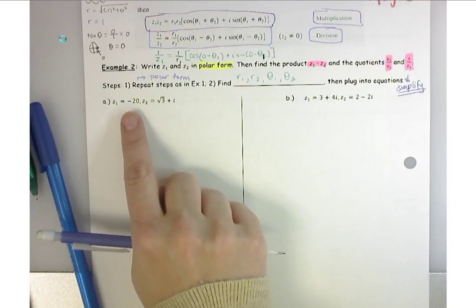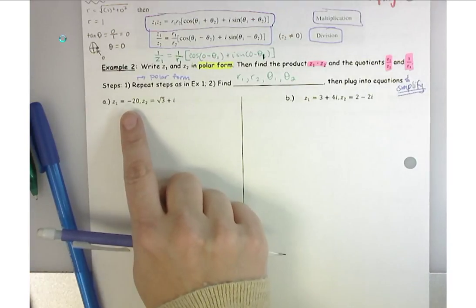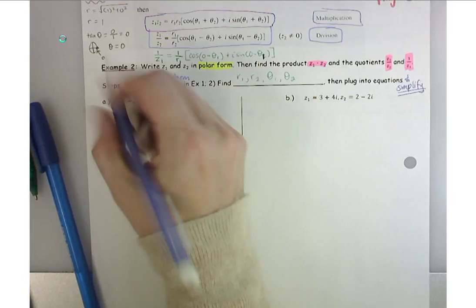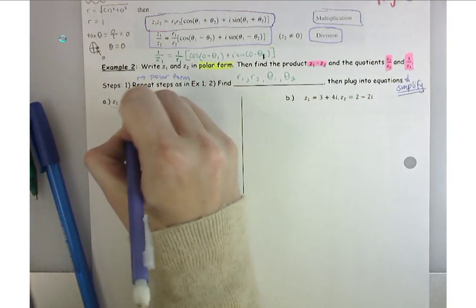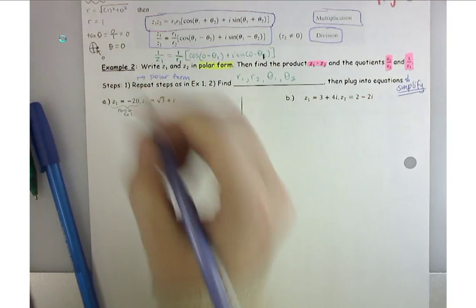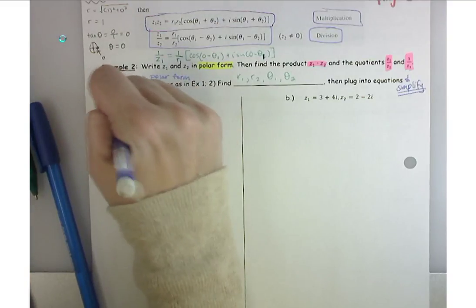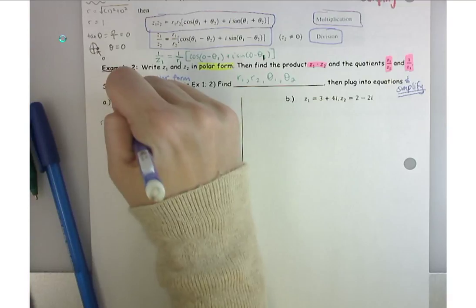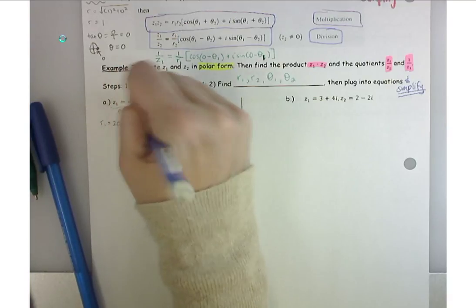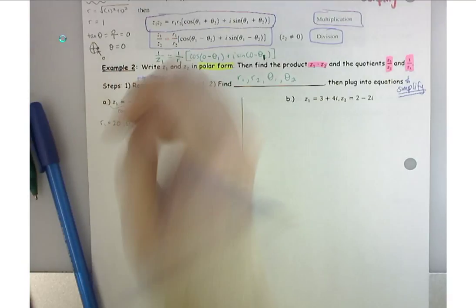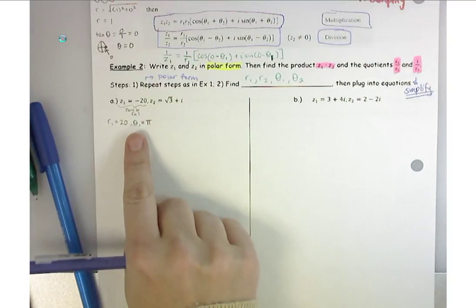Z1 is negative 20. Does that seem familiar? From the front. Yeah, it's from the front, okay? So I did that on purpose to save us some time. So we know from the front, this was part B in example 1. So my r sub 1 is still going to be 20. My theta sub 1 is still going to be pi. Same reasons and explanations from the front.